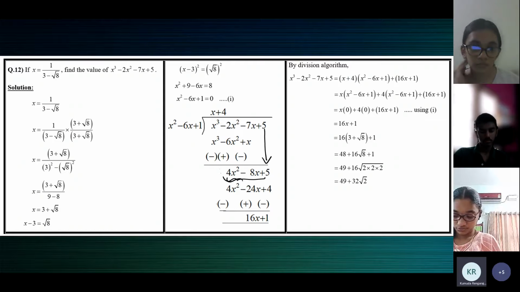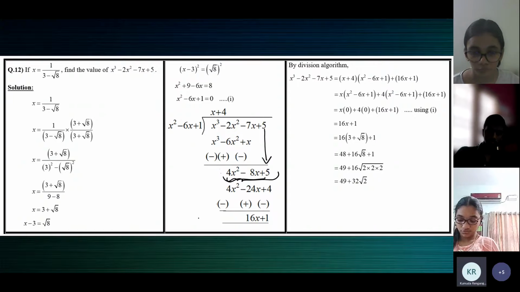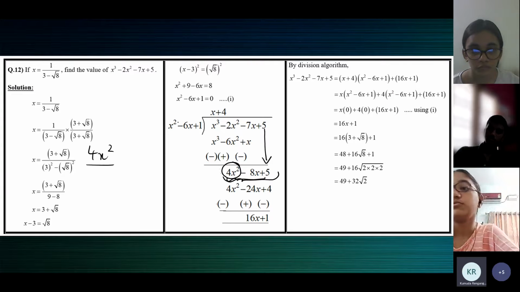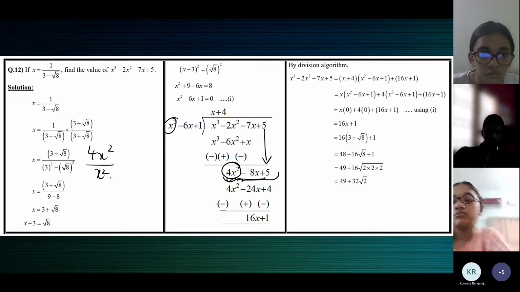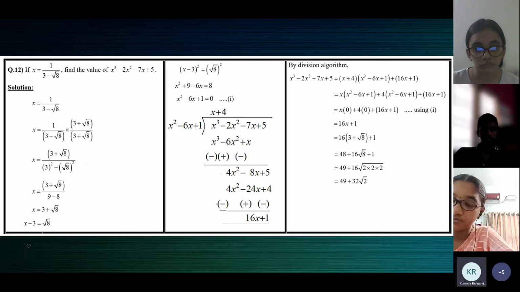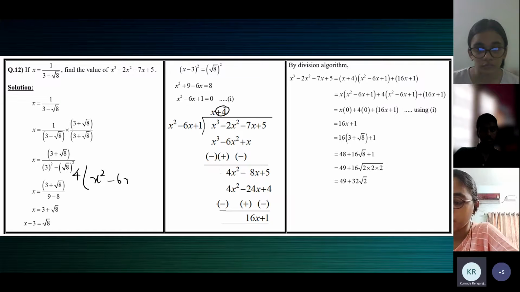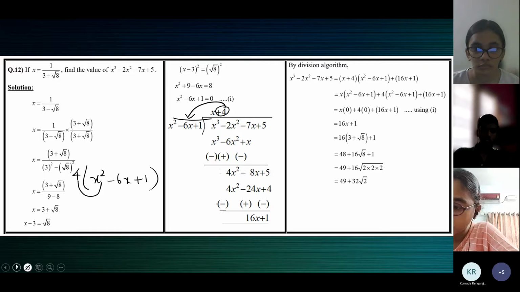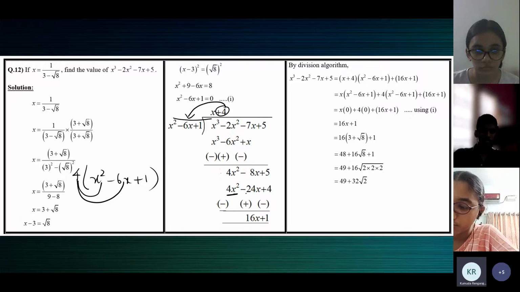Now this is the new dividend. 4x square minus 8x plus 5 is the new dividend, in which the first term is 4x square. So 4x square divided by x square is 4. That will be the second term in the quotient. Now we need to multiply 4 with x square minus 6x plus 1. So 4 into x square is 4x square. 4 into minus 6x is minus 24x. 4 into 1 is 4.